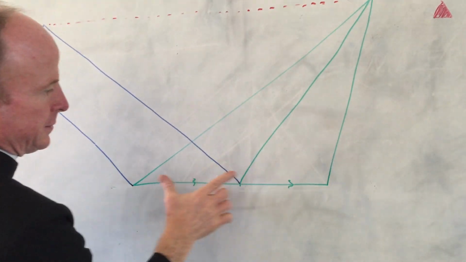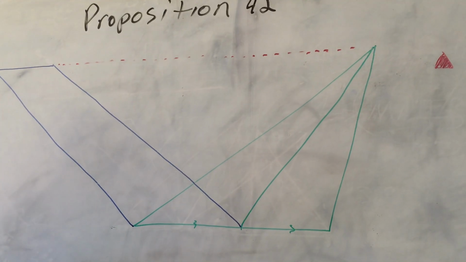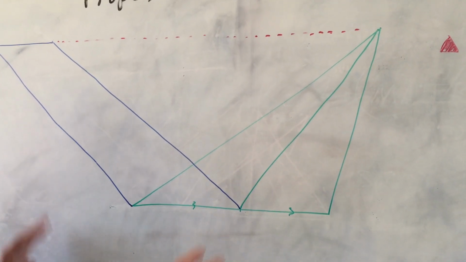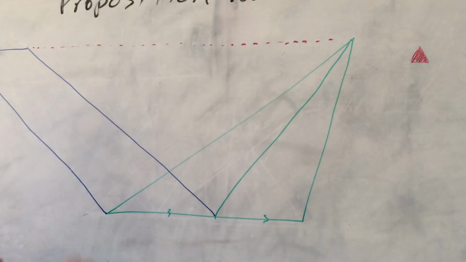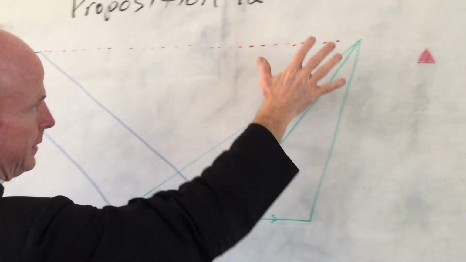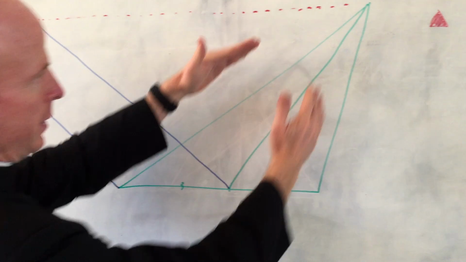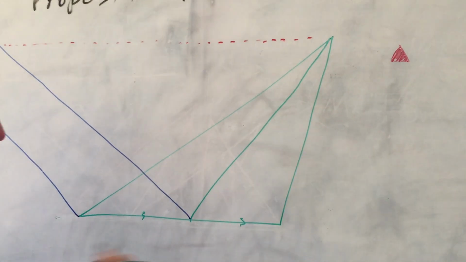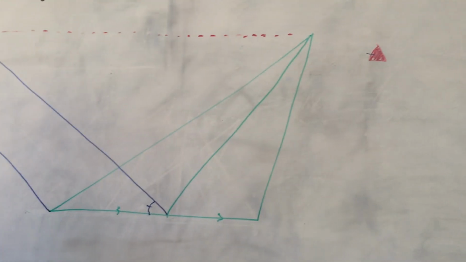But this is double this. So two things double the same thing are equal to each other. It's like two things equal to the same thing are equal to each other. Two things double the same thing are clearly equal to each other. So this parallelogram is equal to this triangle. And this was our original triangle. And this was our parallelogram drawn with an angle equal to the given angle.